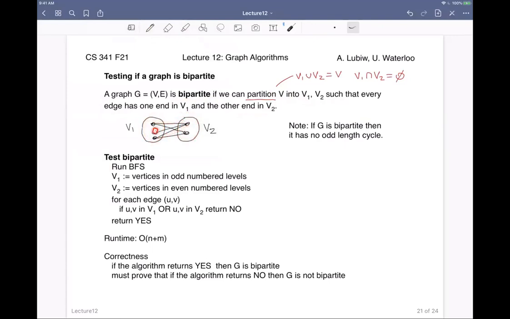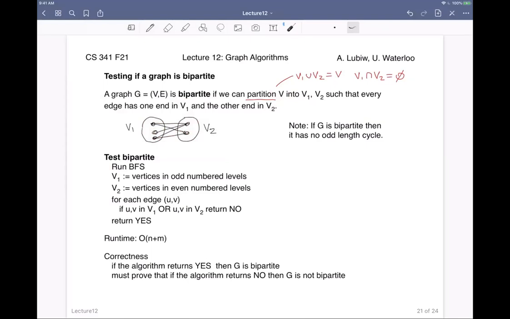Doesn't mean that every pair here has an edge. This pair doesn't have an edge. It just means that any edge that I look at goes across the split here. I never have an edge that's just inside V1 or an edge that's just inside V2.